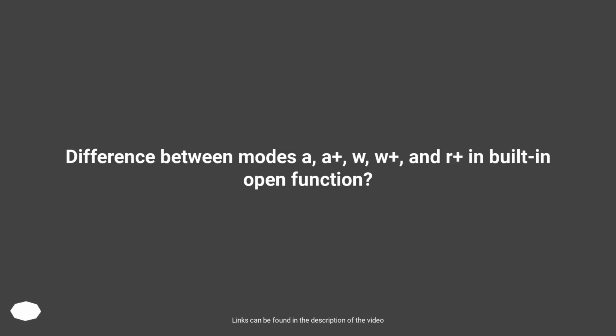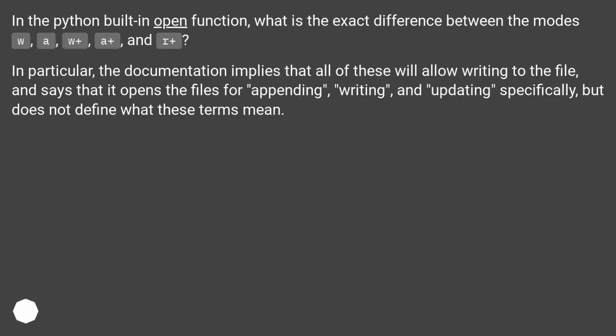Difference between modes A+, W, W+, and R+ in built-in open function? In the Python built-in open function, what is the exact difference between the modes W, A, W+, A+, and R+? In particular, the documentation implies that all of these will allow writing to the file, and says that it opens the files for appending, writing, and updating specifically, but does not define what these terms mean.